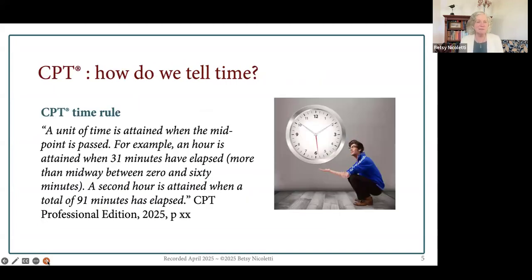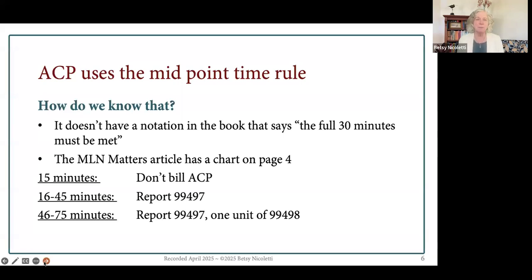Now, how do we tell time? Only in medical coding do we not tell time the way everyone else does. But here's the CPT time rule from the professional edition in 2025, page XX. So if you're watching this later, you're going to have to find that page. It may change in the 2026 book. A unit of time is attained when the midpoint is passed. For example, an hour is attained when 31 minutes have elapsed, more than midway between 0 and 60. And then the second hour is attained when a total of 91 minutes have elapsed.